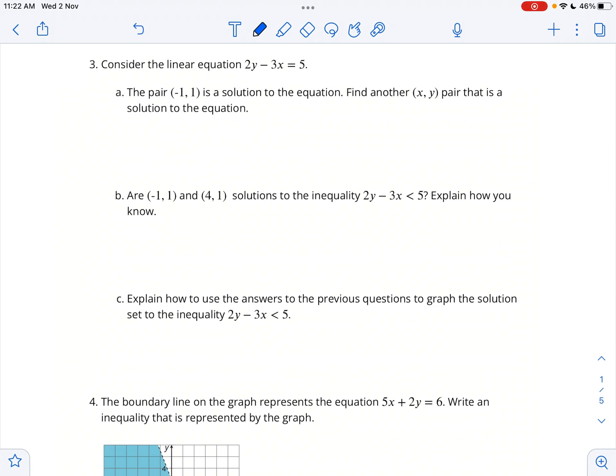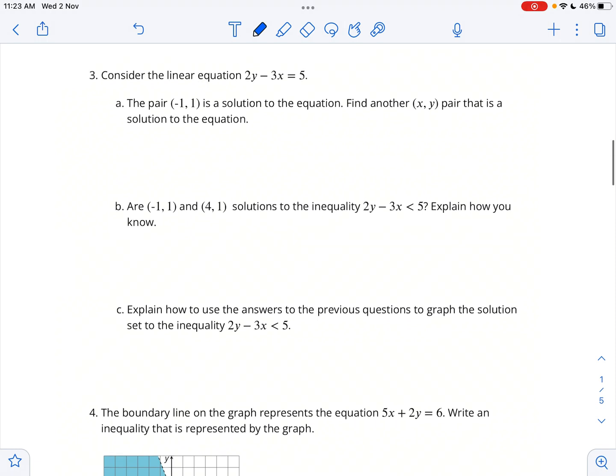Question 3, consider the linear equation 2y minus 3x equals 5. The pair negative 1, 1 is a solution to the equation. Find another xy pair that is a solution. So there's an infinite number of possibilities right here. I'm just going to randomly pick another x. Let's say I'm going to make my other x, we'll use 0. 0 is always easy.